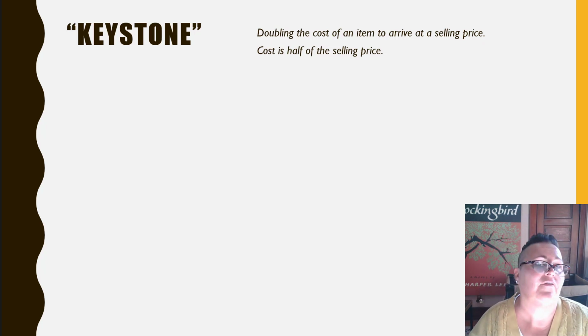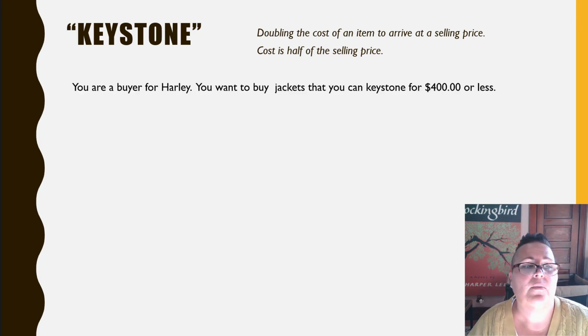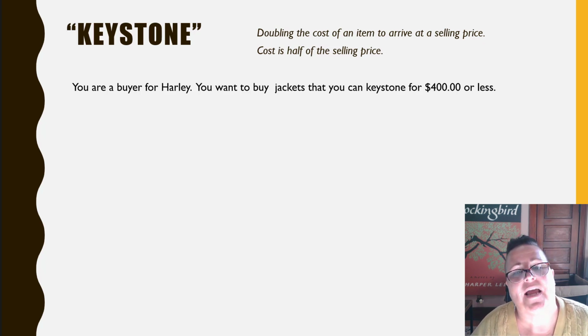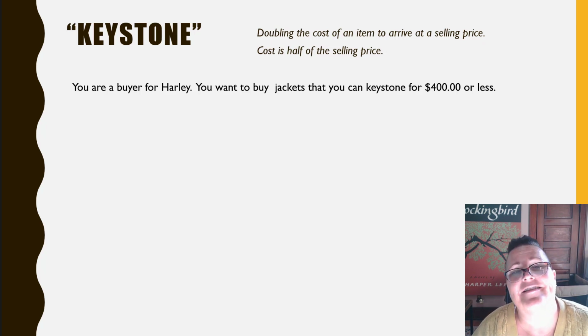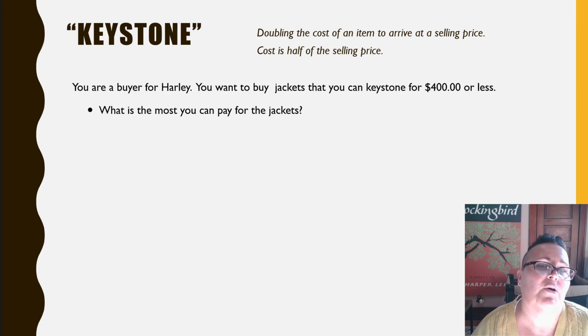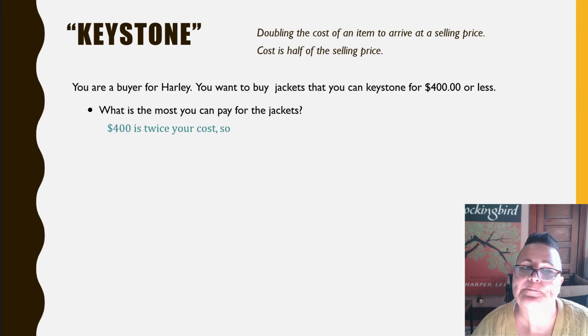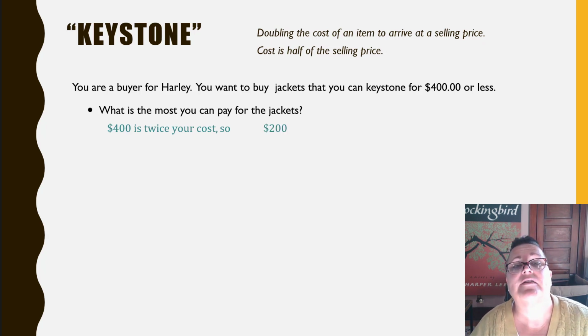So here I have a problem to go through. You are a buyer for Harley, as in Harley Davidson. You want to buy jackets that you can keystone for $400 or less. So you want the jackets in the store to be less than $400. So what is the most that you can pay for the jackets? In terms of your store, $400 should be twice your cost. So $200 is the most that you can pay for the jackets.